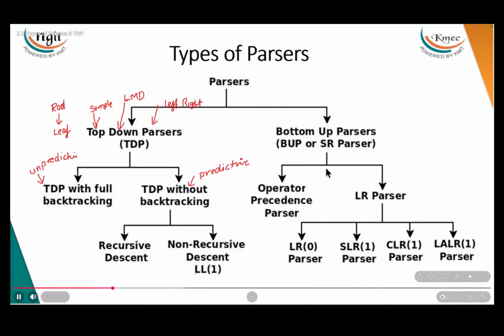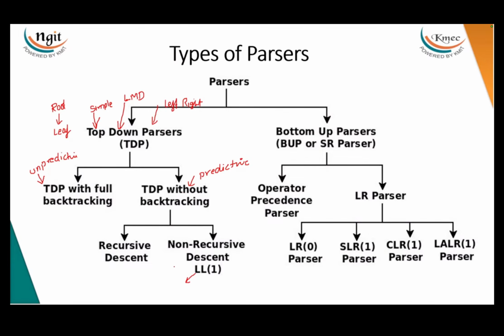So the first L is reading the input string from left to right, and the second L is leftmost derivation, as I mentioned here. And 1 is the lookahead symbol. Out of these three top-down parsers, this is the most widely used, and this is the only parser where we construct the table. That's why we can also call it a table-driven top-down parser. Out of the three parsers, we construct the table only here.